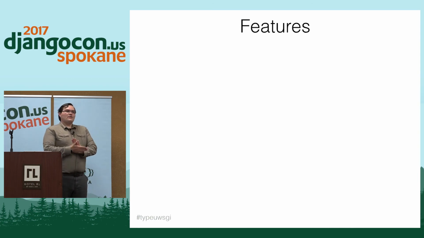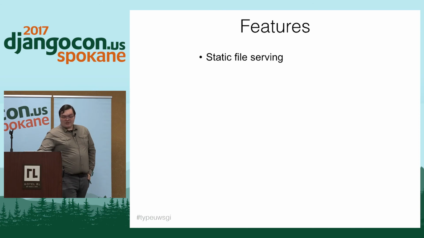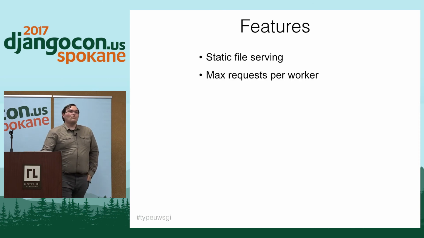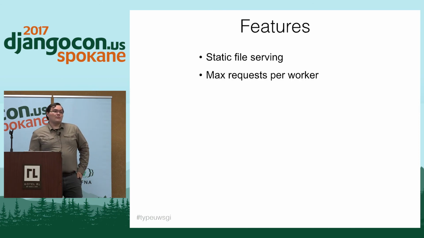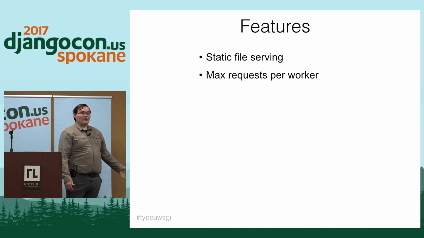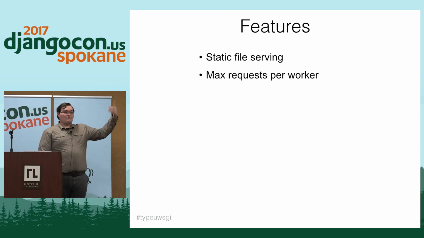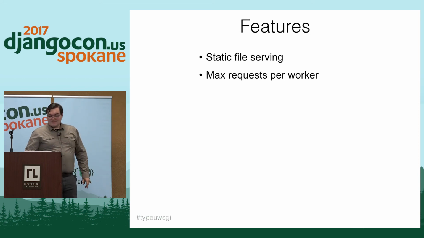uWSGI comes with so many features and so many modes of operation that you can probably replace large parts of your existing infrastructure with uWSGI and you may not even know it. For example, uWSGI comes with a static file server. If you want your workers to die after a certain number of requests because you think you have a memory leak and you can't be bothered to fix the memory leak right now, you can set a max requests per worker, and it'll just restart after a certain number of requests.